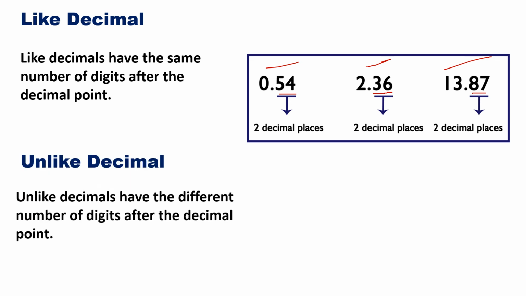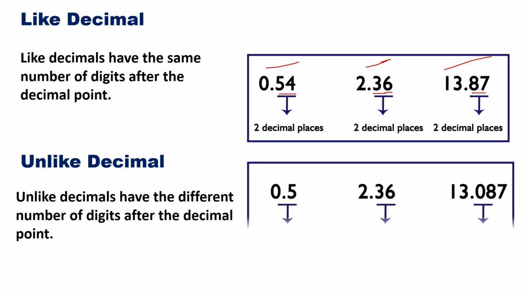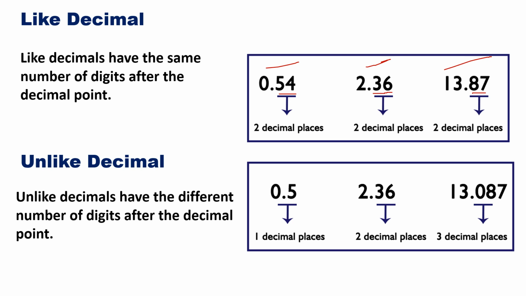Unlike decimals means they have a different number of digits after the decimal point. So let's see one example. 0.5. Here after the decimal point only one digit is available. The next number is 2.36. So after the decimal point we have two digits. And the next number 13.087. After the decimal point we have three digits, that is 087. So in these three numbers they have a different number of digits after the decimal point. So this type of decimals are called unlike decimals.